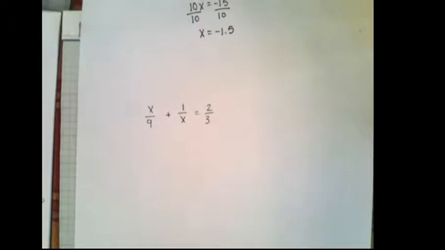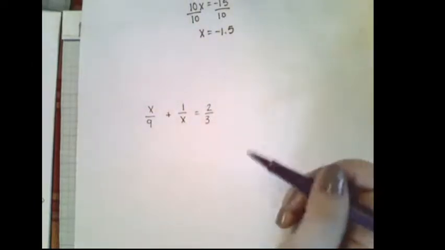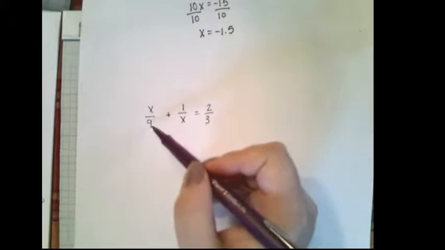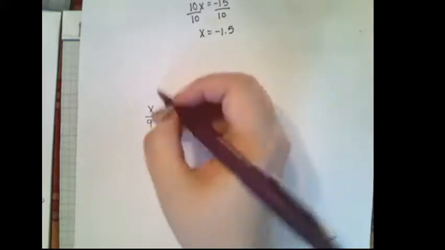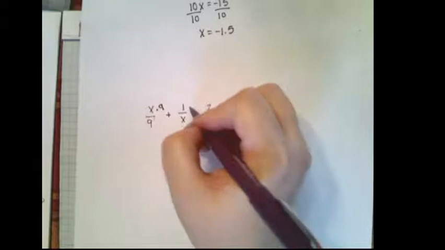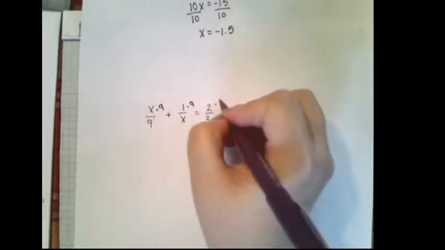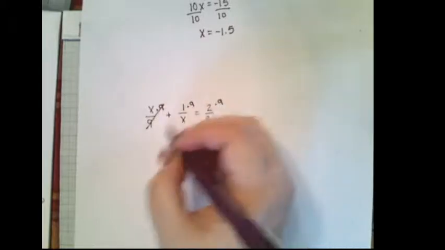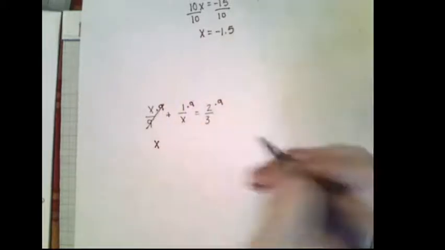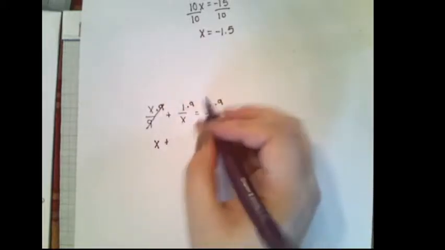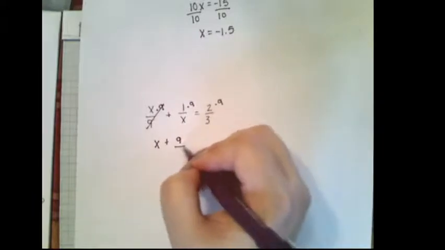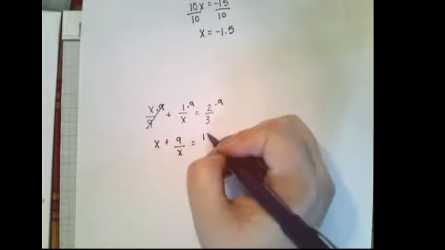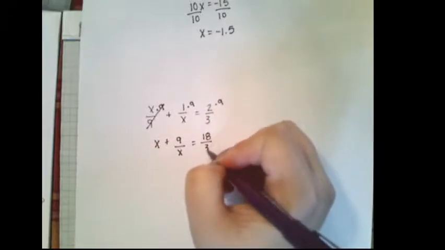So now we have x over 9 plus 1 over x equals 2/3. So I want to get rid of this first denominator. It's divided by 9, so that means I need to multiply every numerator by 9. 9 over 9 cancels out, leaving us with x plus 1 times 9, 9 over x equals 2 times 9, 18 over 3.